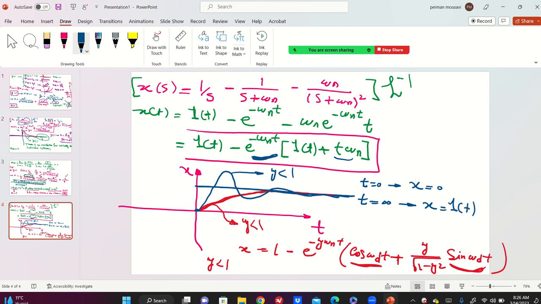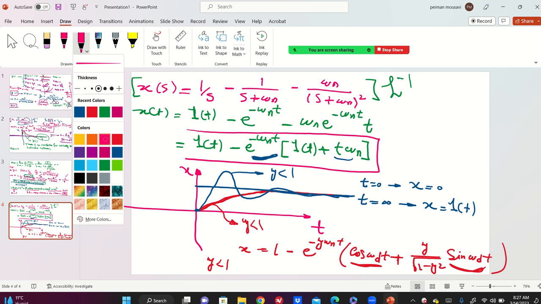Clear, everybody? Yes? So we are not blind.